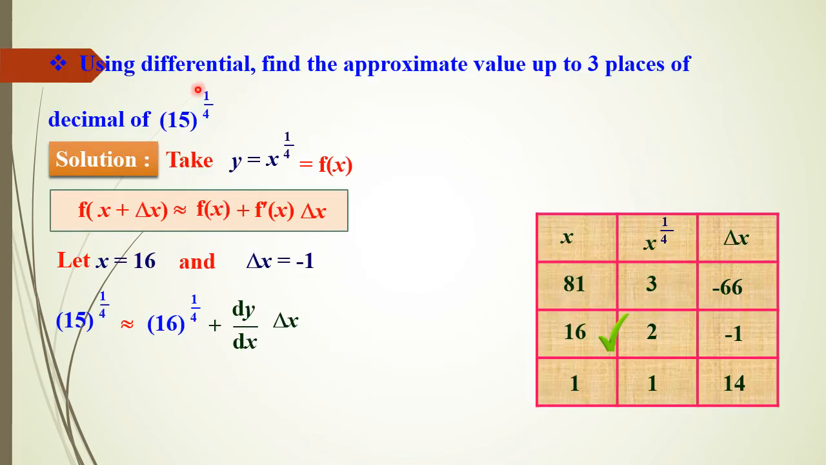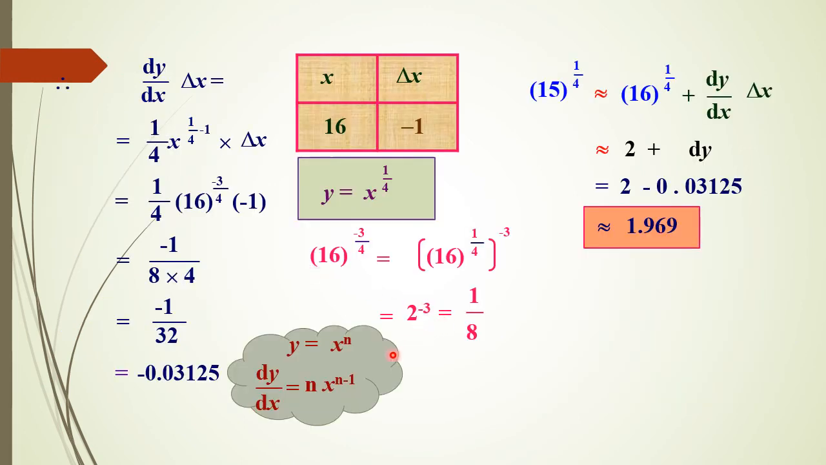Next, in these differentials, we will be finding the approximate value of 15 raised to 1 by 4. 15 is not a fourth power, but 16 is. So x equal to 16, delta x equal to -1. Whatever procedure we have adopted for the previous sum, you apply the same thing, so that at the last you will be getting the answer. It is 1.969.